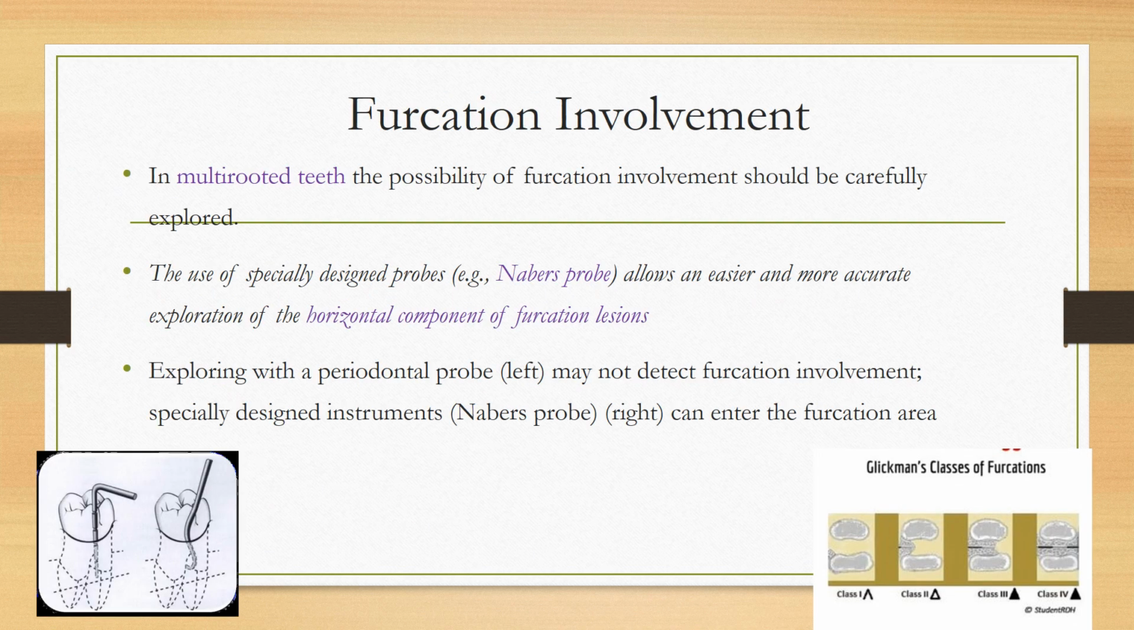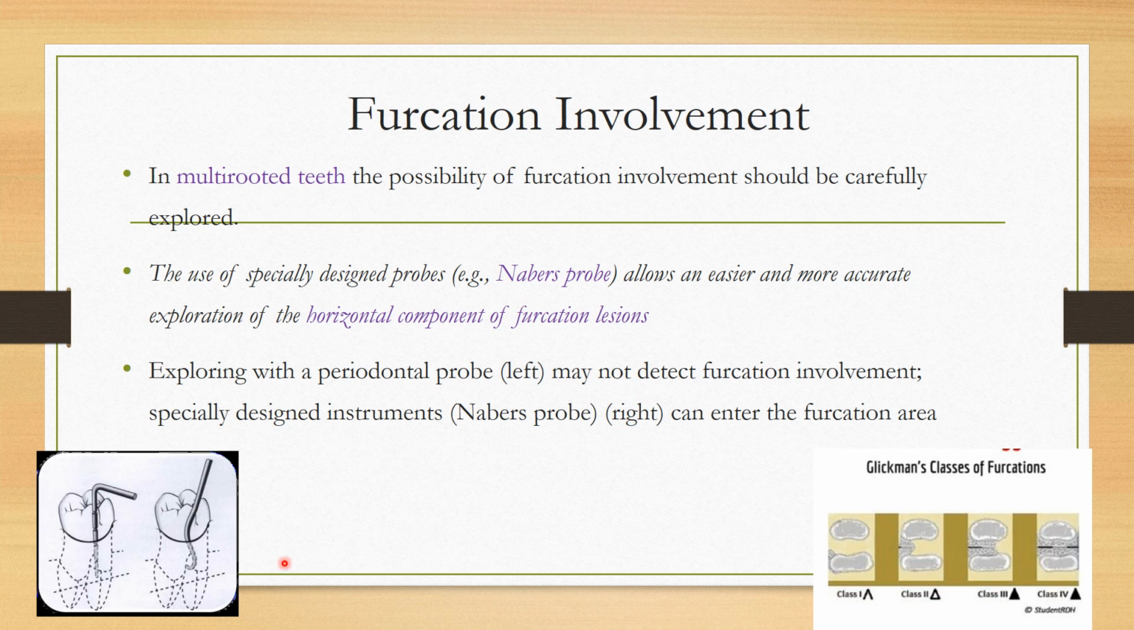So coming to the furcation involvement. In rooted teeth, the possibility of furcation involvement should be carefully explored. If the periodontal disease reaches the furcation areas, that is called furcation involvement. It can be checked by a specially designed probe called Nabers probe, which allows an easier and more accurate exploration of the horizontal component of furcation lesions.